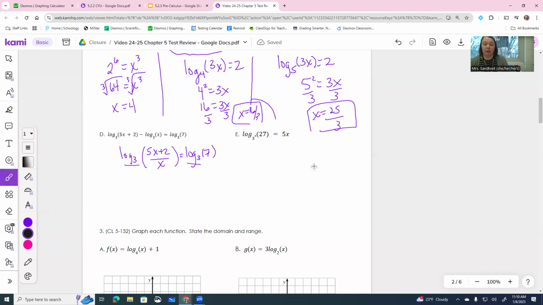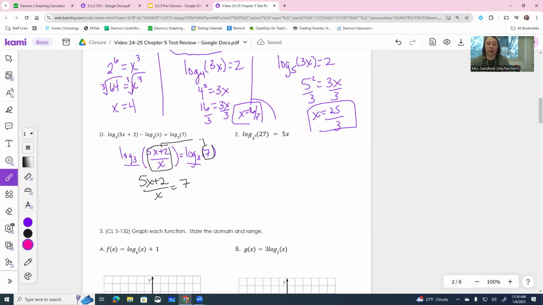If these two sides are equal, that means these two expressions must be equal, right? They both have a log base 3 of something. Those two somethings have to equal each other. And so then I'm going to solve this equation.